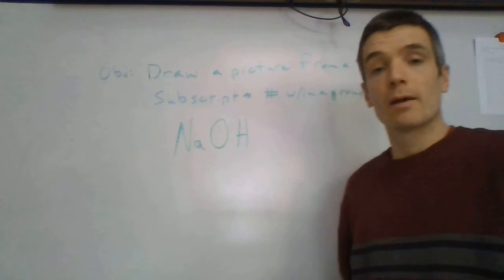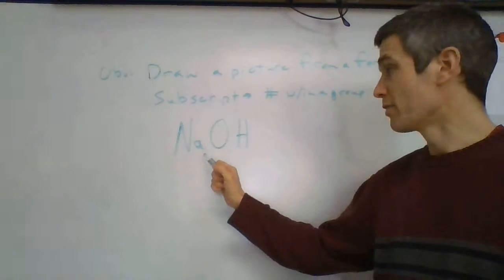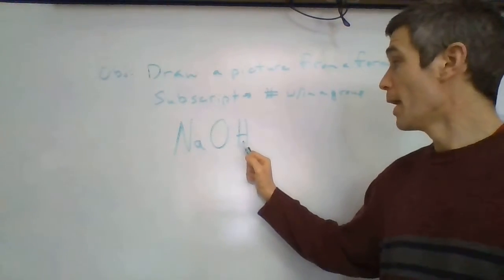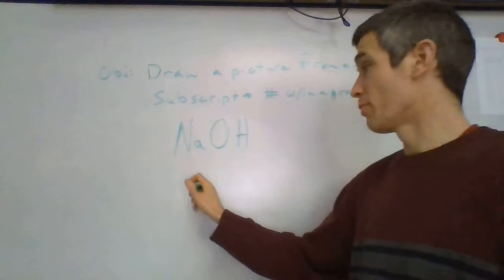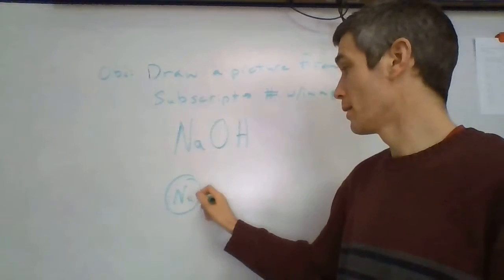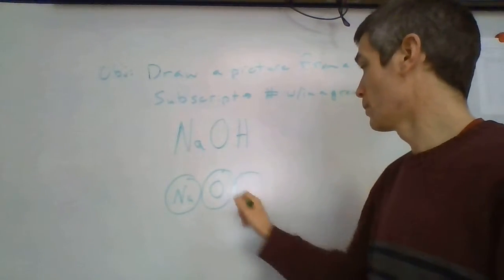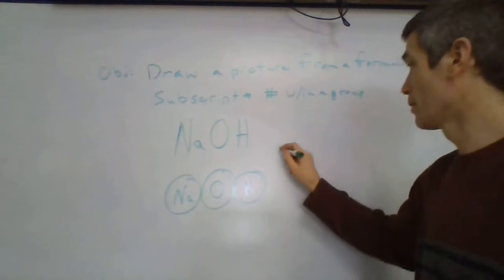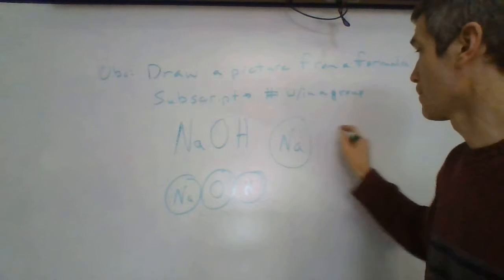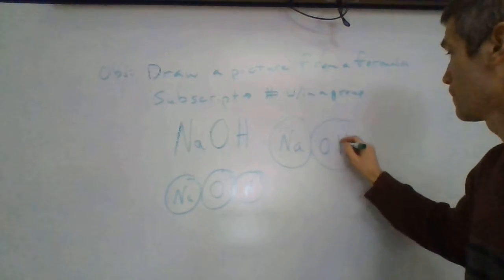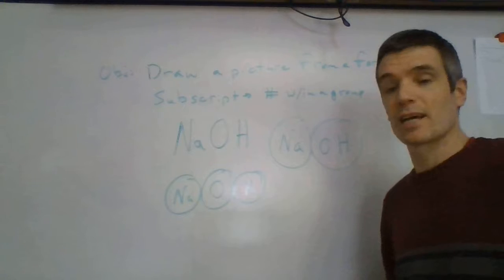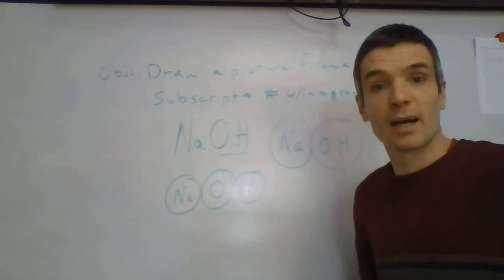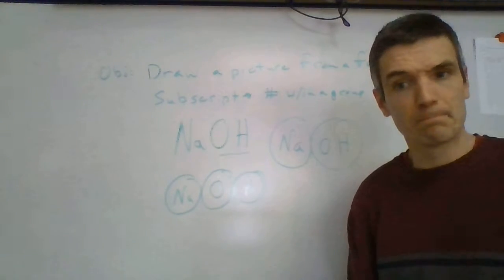Now, this is sodium hydroxide. I've got 3 elements present: sodium, oxygen, and hydrogen. And now that means I have 3 bubbles: Na, O, and H. I could draw it like this. Because the OH is actually a polyatomic ion, and polyatomic ions kind of act as one thing most often.